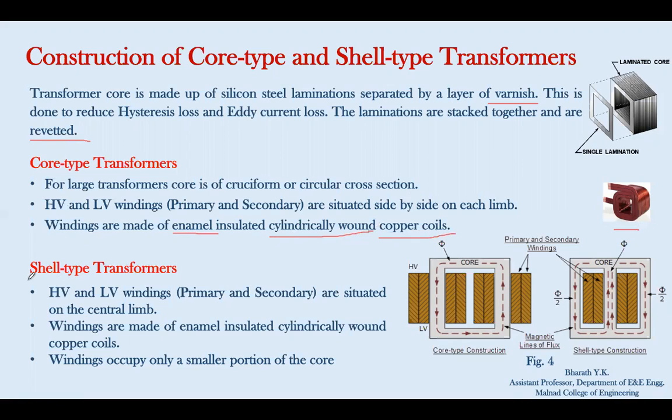When we go for the construction of shell type transformers, as you can see here, the HV and LV windings, the primary and secondary, are situated on the same central limb. Here also the windings are made up of enamel insulated cylindrically wound copper coils. But here, as you can see, the windings occupy only a smaller portion of the core.